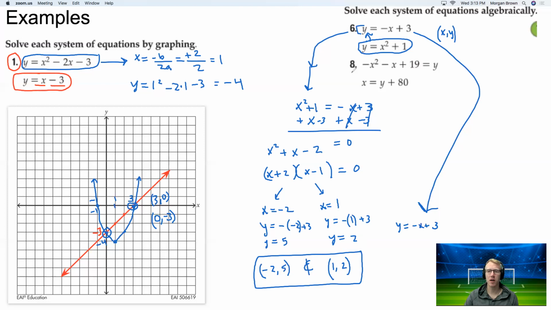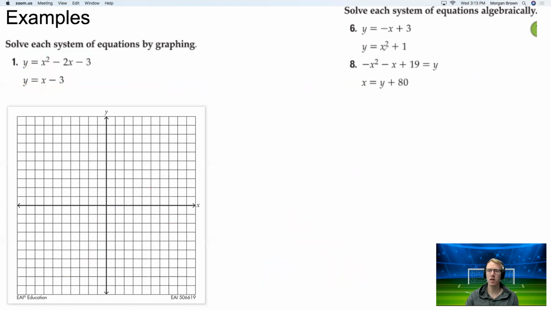To do number 8, I need to clear the screen. So if you need to write any of this down, please pause the video. I'm about to clear the screen. Here we go, clear the screen. And now we can take a look at number 8. We're going to solve it the same way, using substitution, but this time, instead of substituting in the y variable, we're going to substitute the x variable. And we're going to have to substitute it in 2 different places. Anywhere I see an x, I'm going to replace it with y plus 80. So let's check it out.